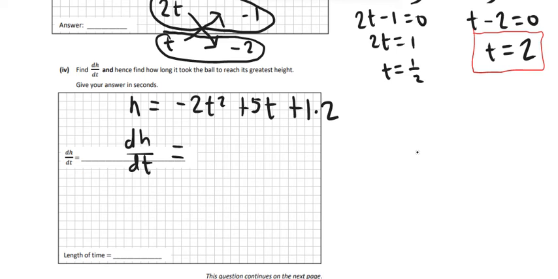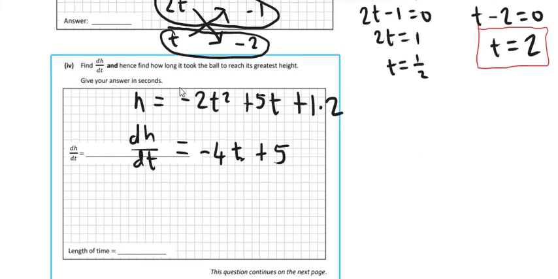So 2 gets multiplied by minus 2, so we get minus 4, and then the power goes down, so it's minus 4t. And then 5t will become 5. We just multiply 1 by 5, and the power on the t goes to 0, and then the 1.2 is left out.